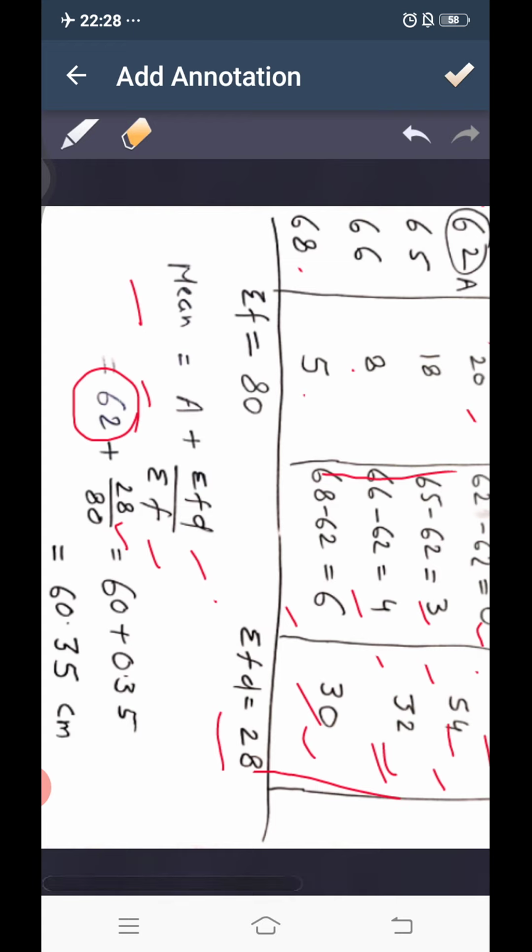So 62 plus 0.35. 28 divided by 80, we get 0.35. So we get our answer, 62.35. That is our required mean. This is written 60, it is 62, not 60. This is 62.